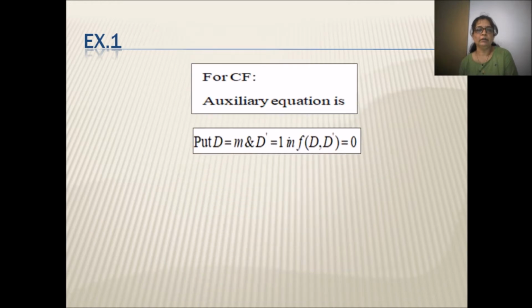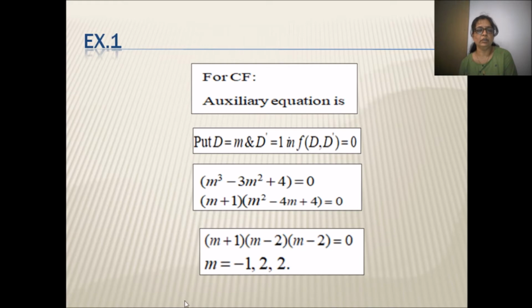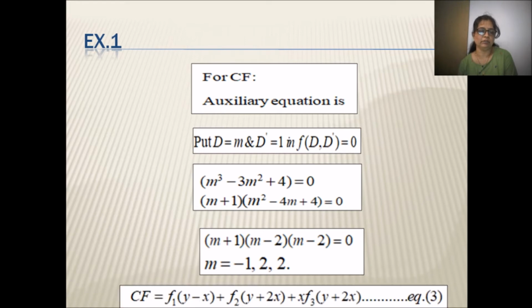For the complementary function, in the auxiliary equation we substitute D equal to m and D dash equal to 1 in F of D, D dash equal to 0 and write down this equation. We solve this equation by factorization method, synthetic division, or any method, and find out the roots. Here m equal to -1, 2, 2. That means for -1 the root is real and different, and for 2 the roots are equal. Therefore, CF is the combination of case 1 and case 2.